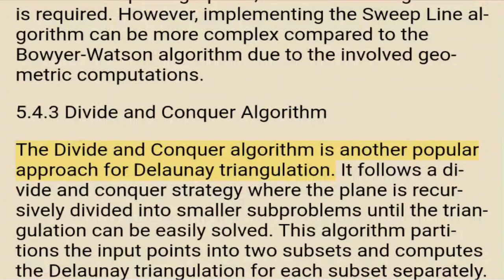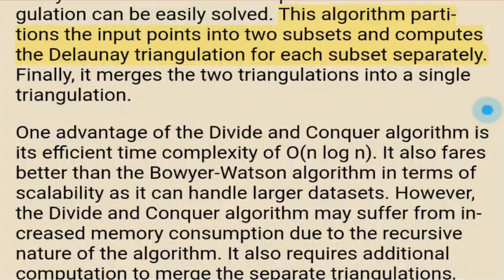5.4.3 Divide and conquer algorithm. The divide and conquer algorithm is another popular approach for Delaunay triangulation. It follows a divide and conquer strategy where the plane is recursively divided into smaller subproblems until the triangulation can be easily solved. This algorithm partitions the input points into two subsets and computes the Delaunay triangulation for each subset separately. Finally, it merges the two triangulations into a single triangulation.